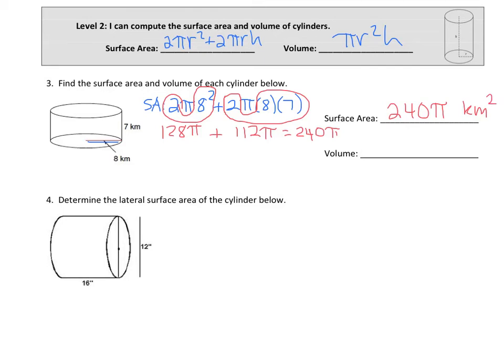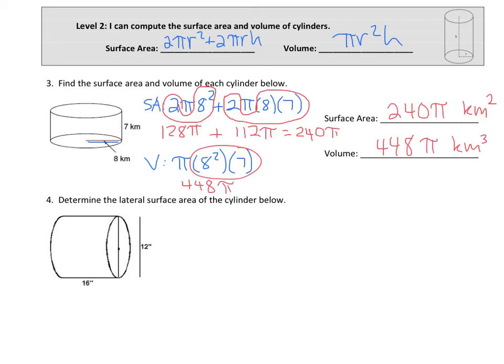Now for volume, we just do pi r squared h, so pi times 8 squared times the height, which is 7. Multiplying 8 squared times 7, we get 448, and then don't forget pi. So 448 pi, and then volume is always cubic units, so kilometers with a little 3.